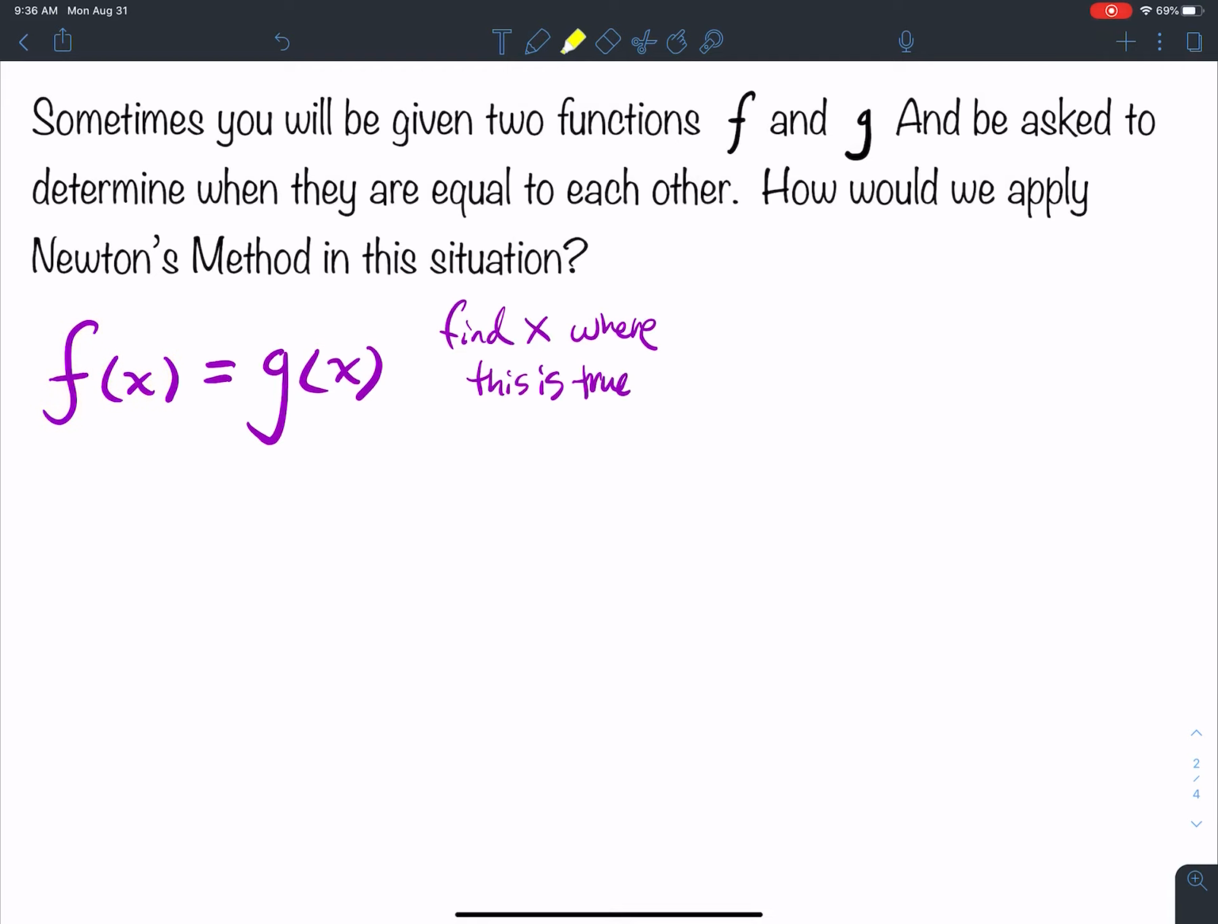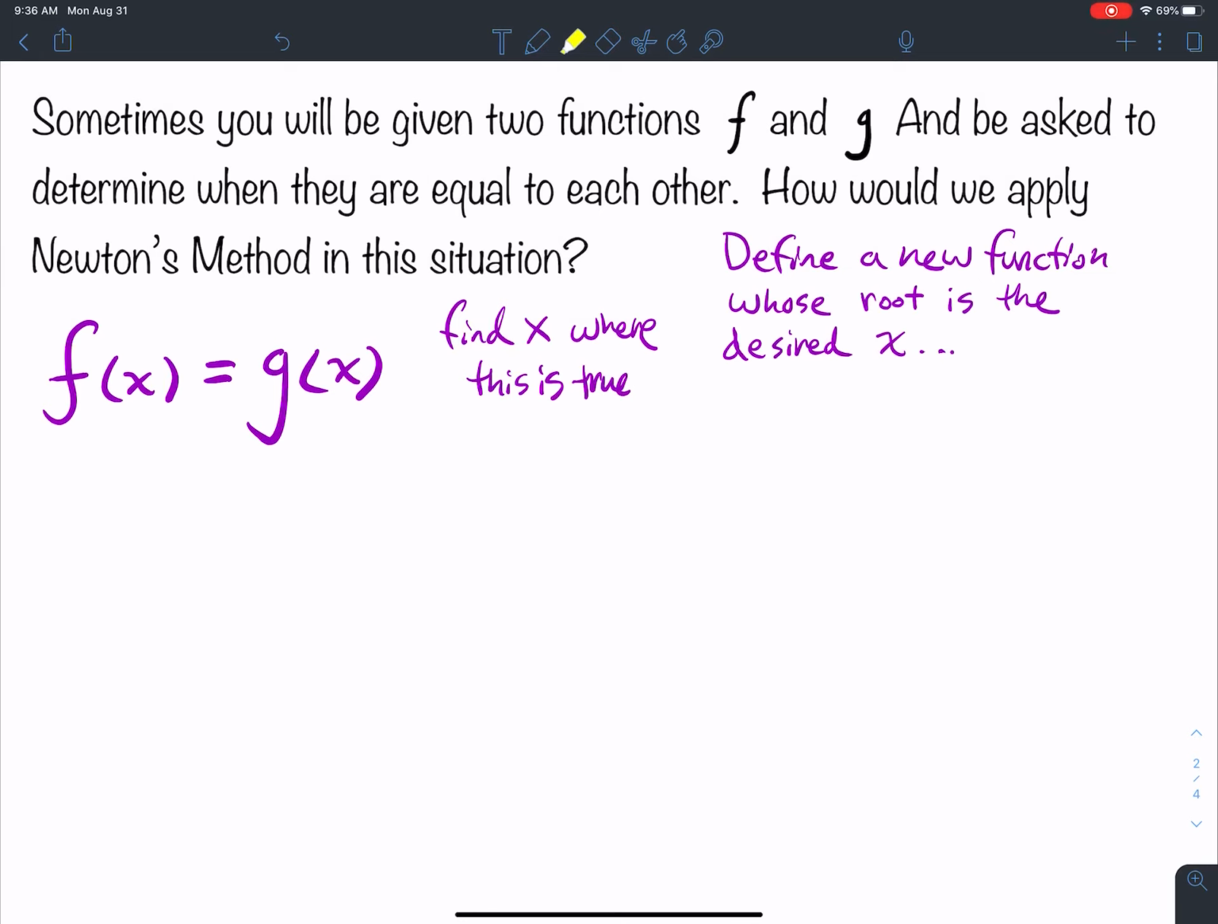Now, we need to find x where this happens to be the case. It's not necessarily the case that every x value works here. So define a new function whose root is the desired x. So what do I mean by that? Right now I've got f of x equals g of x.